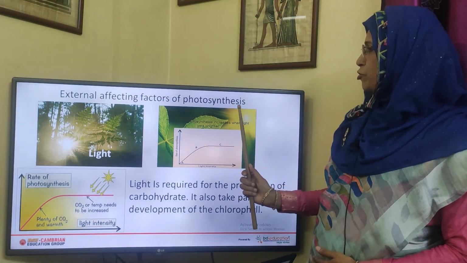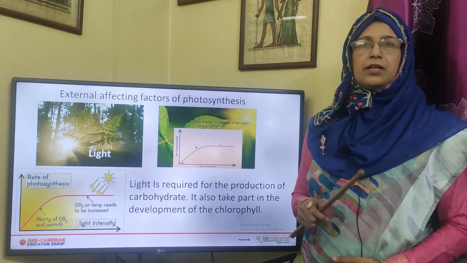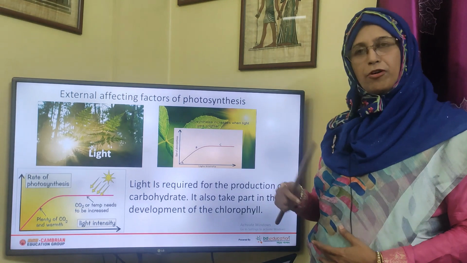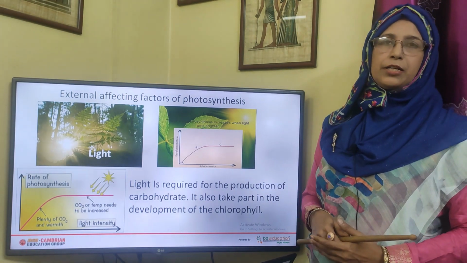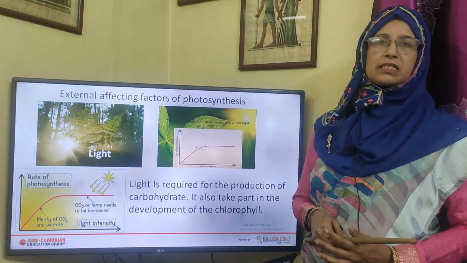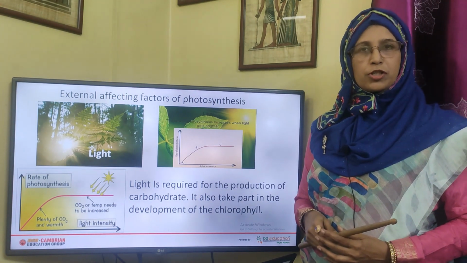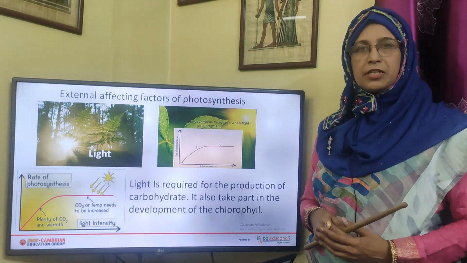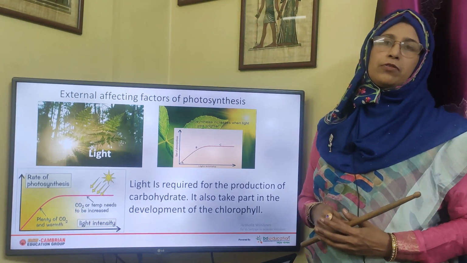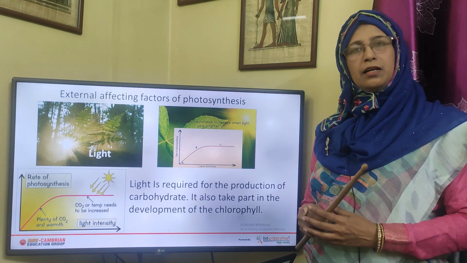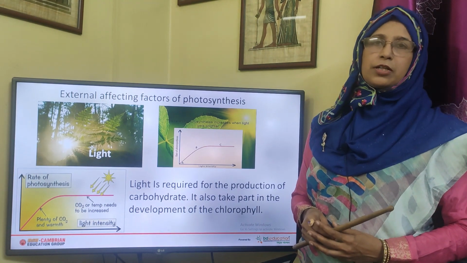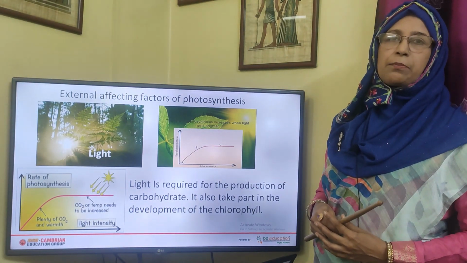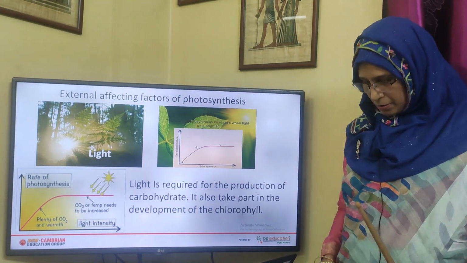First, the external factors of photosynthesis. Light. We have learned that light is the most important factor of photosynthesis, because in the presence of light, chlorophyll molecules absorb photons from the sunlight and take part in production of carbohydrate. But if the amount of light increases too much, then the chlorophyll molecules are disintegrated and the enzymes also decrease, so the rate of photosynthesis also decreases. So light is essential, but not too much is required.